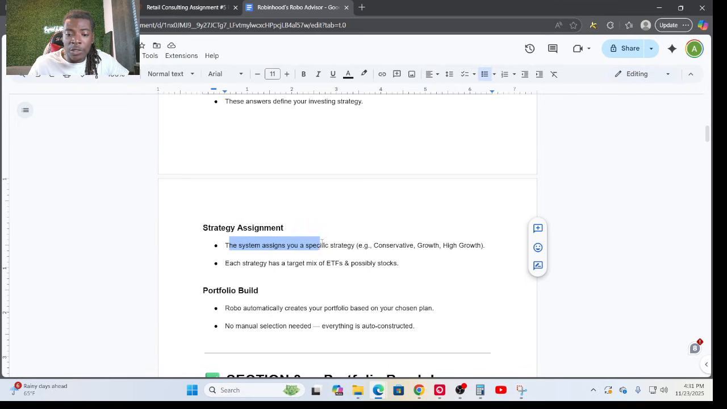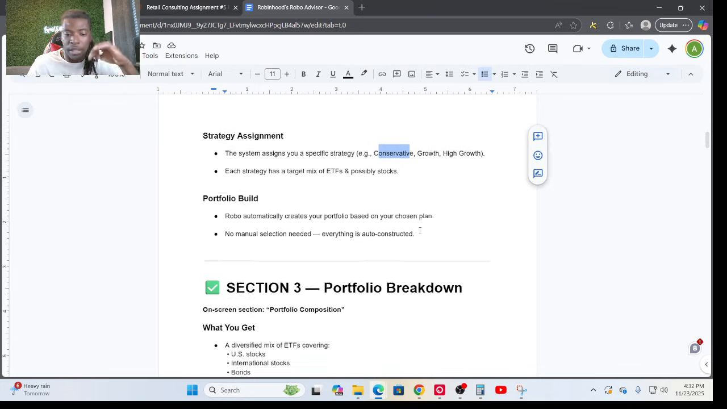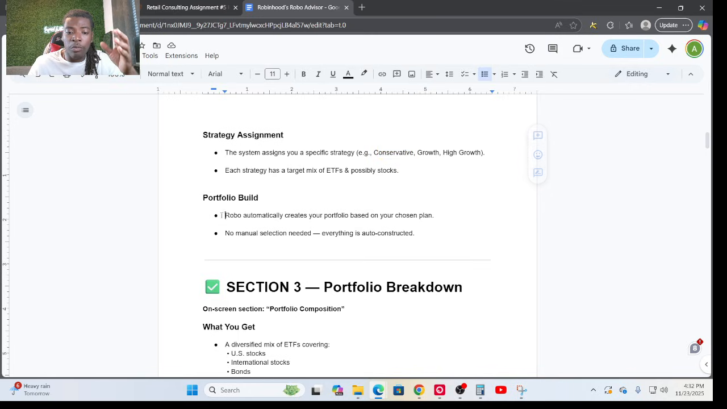The system aligns you to a specific plan and strategy, conservative growth or high growth, which I am in high growth. Each strategy has a target mix of ETFs and possibly stocks. So if you guys go more of the conservative route, you'll probably just be in more index funds. I'm in the more aggressive high growth. So I'm in the singular stocks as well as the ETFs and also the emerging marketplace. You're going to build a portfolio. The Robo automatically creates a portfolio based on your chosen plan. No manual selection is needed. Everything is auto-constructed, which is perfect.